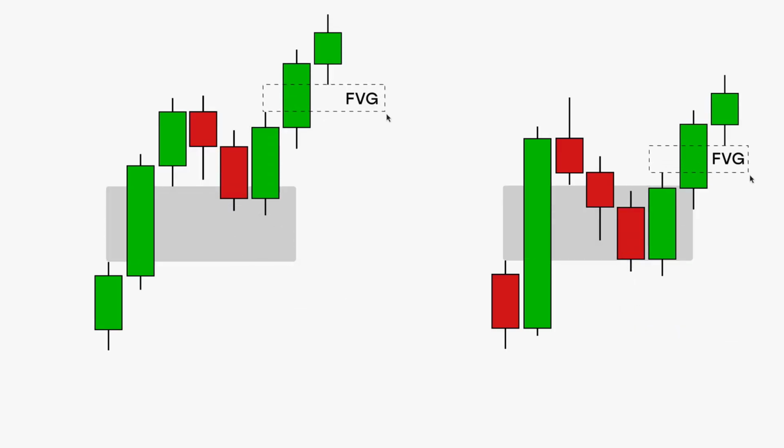When analyzing a chart, first look for imbalance zones. They indicate the movement of large capital. By following the actions of institutional players, you increase your chances of successful trades.